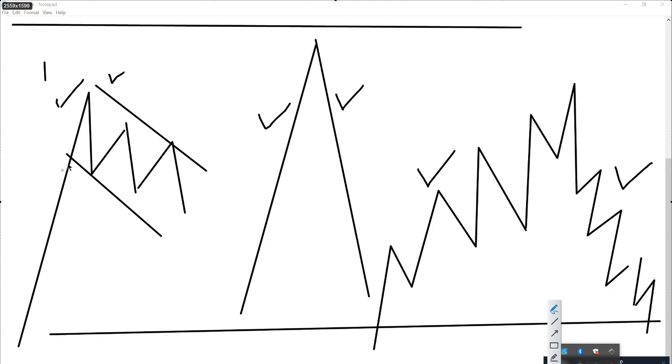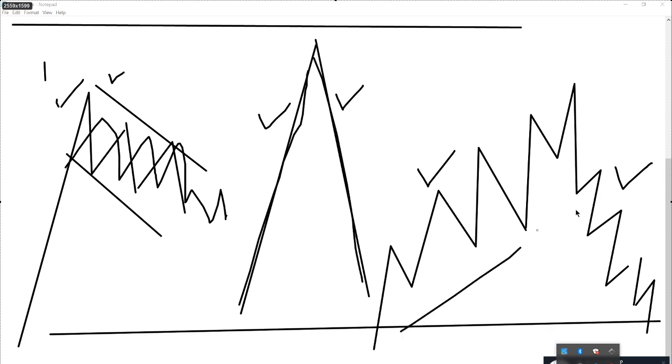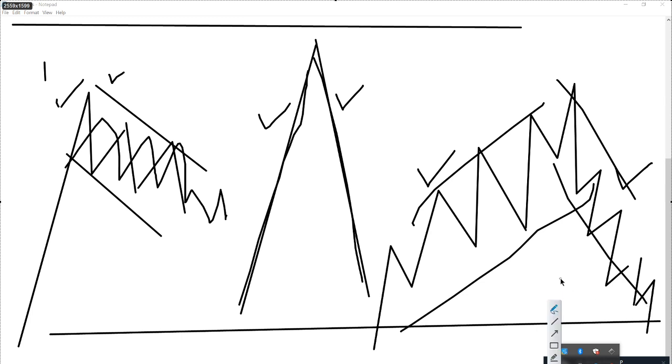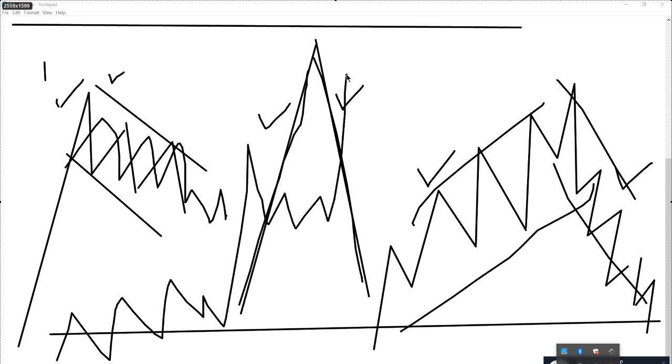Correction is a choppy market. Market is very choppy doing correction, and sometimes market goes impulse and comes back in an impulse wave. Sometimes it goes up in a correction state and comes back in a correction state. Market can do this as well: it corrects itself and gives impulse, then correction, impulse, correction, impulse, correction. That's how market moves. That's it.